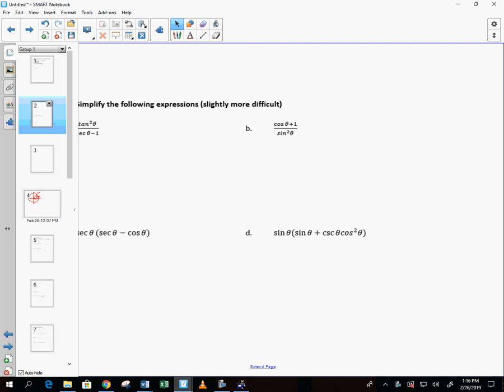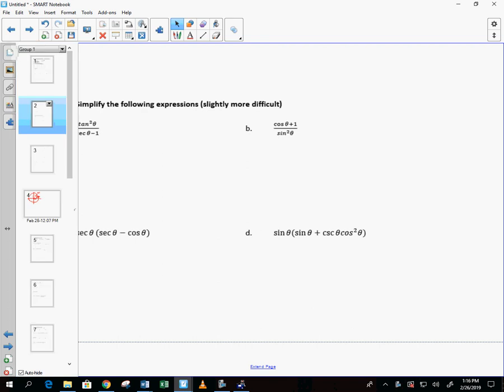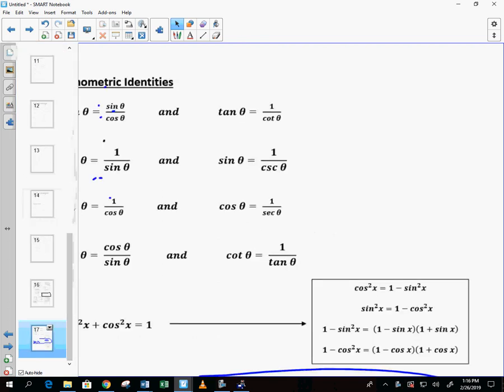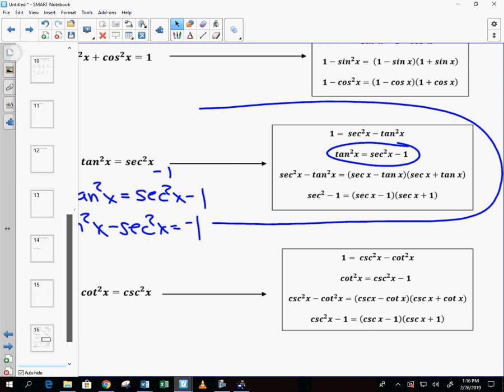And the first thing we want to recognize is that we have tangent squared over secant minus 1. And I do not have a formula here for secant minus 1. I have a formula for secant squared minus 1, but that's different than secant minus 1. Some people will say, well, if tangent squared is secant squared minus 1, then secant minus 1 must just be tangent. No, that's not true at all. And so we're going to do something different in this scenario.